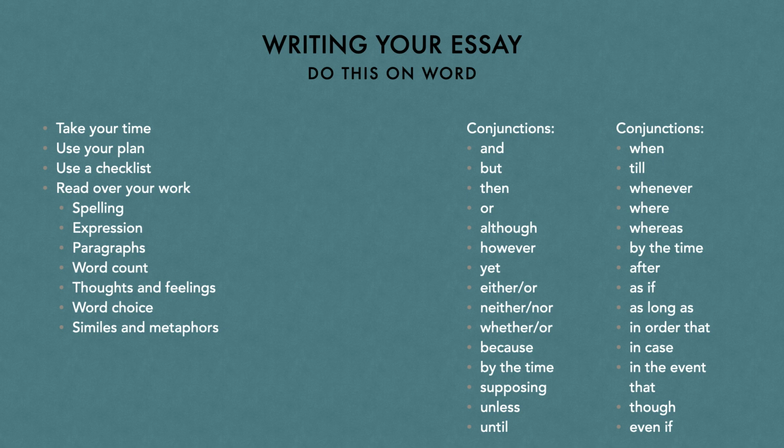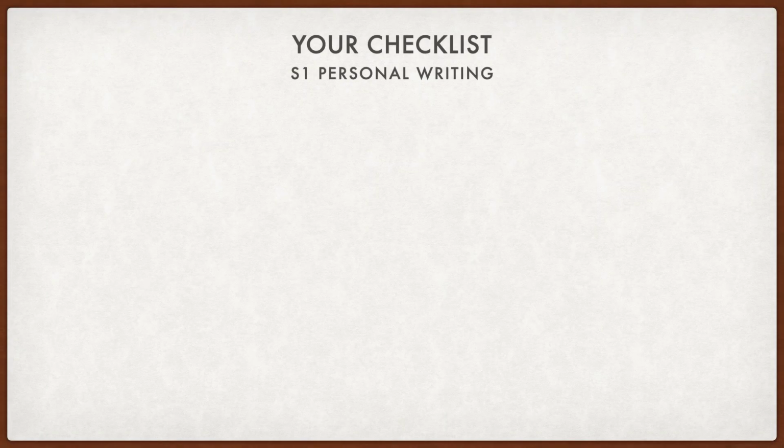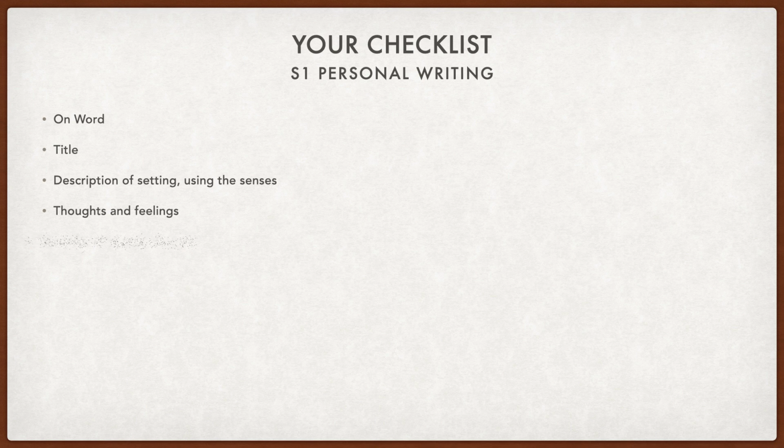So, your checklist then for S1 personal writing. What I want you to do is once you've finished your essay, go back and look at this checklist and check you've done everything. Is it on Word? Does it have a title? Have you described setting using the senses? Have you described thoughts and feelings? Is there a variety of word choice? Is there a variety of sentences? Did you show emotions rather than tell me about it?